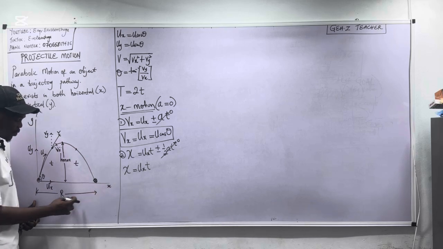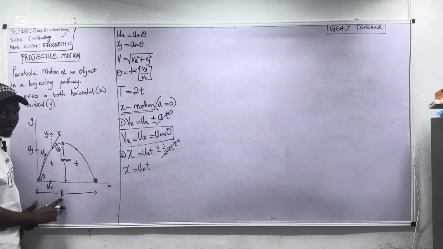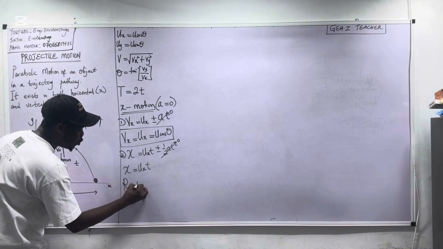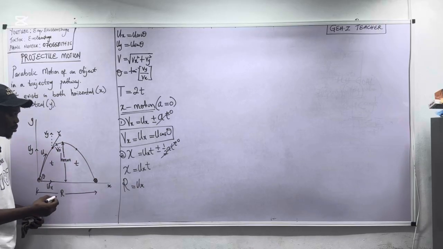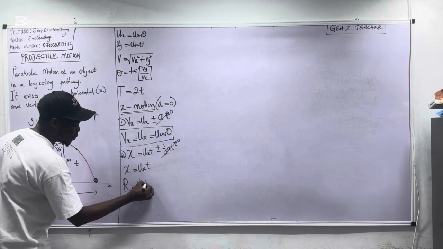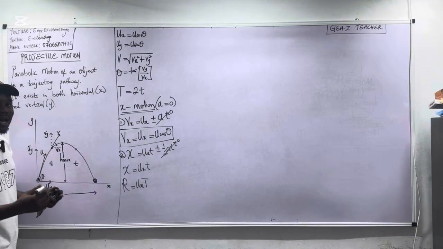Now the x is turned to R. What is R? R is called range, also called the horizontal distance. I'm going to say R is equal to ux. Now, since I'm taking the time from the start to the finish, I'm going to use big T, because I'm dealing with the entire time taken.